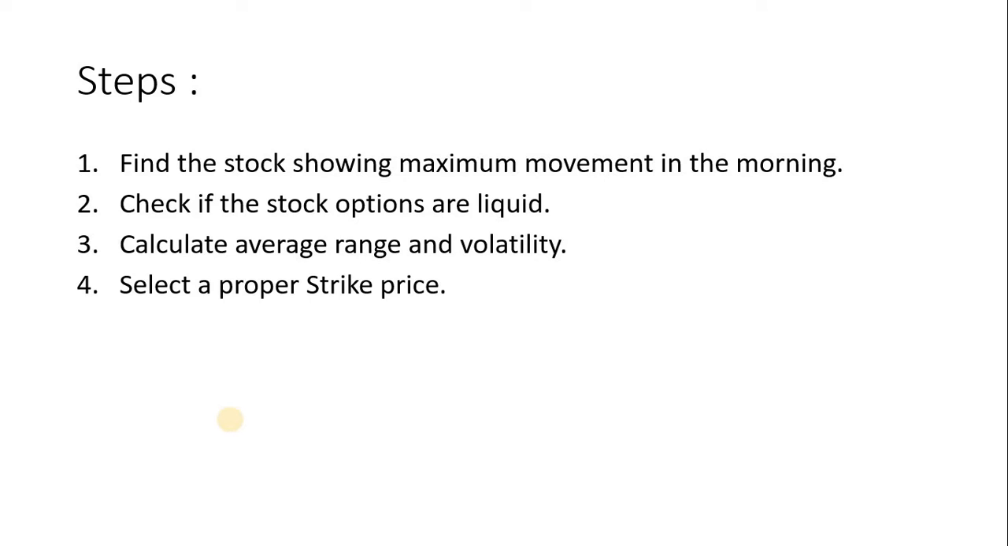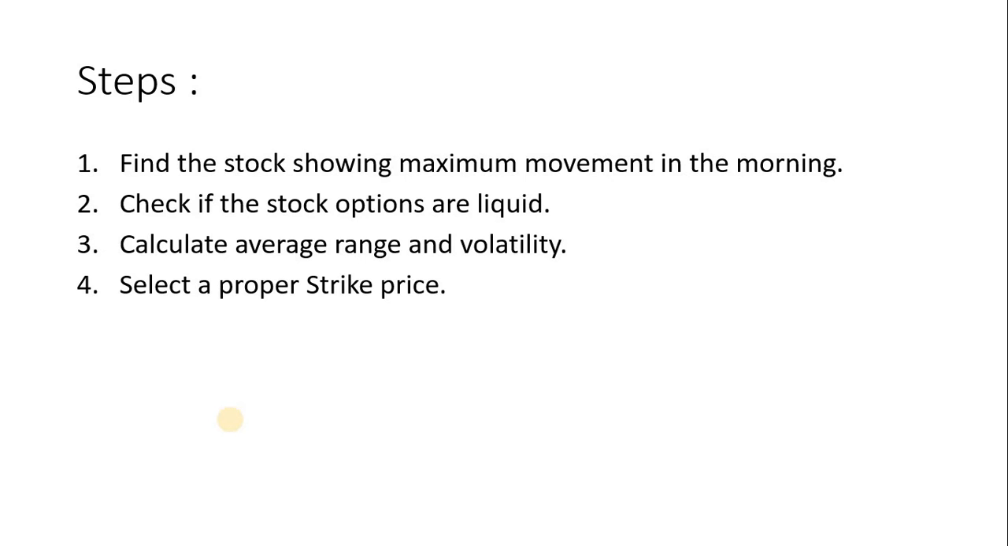The second step is to check if the stock options are liquid. If you're trading in a stock option, always check if the stock option is liquid. What does liquidity mean? Liquidity means that there should be a buyer who is willing to buy from you at a reasonable price. The third point is to calculate average range and volatility. I'll show you how to calculate these two things. And the final step is selecting a proper strike price and then shorting the option. Let's start with the first step.